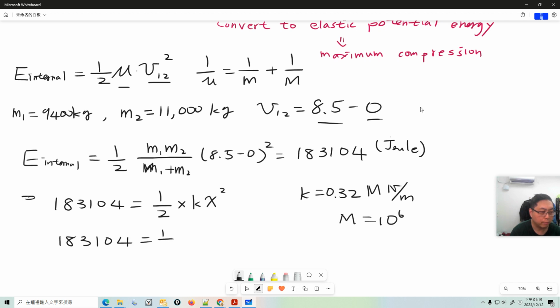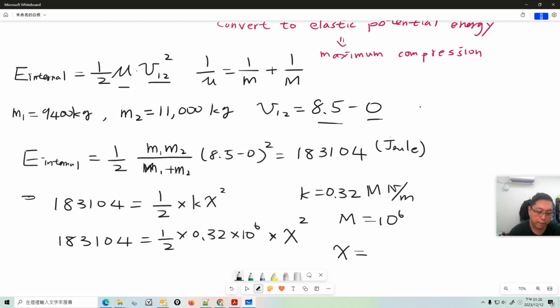So 13104 equals 1/2 times 0.32 times 10 to the power 6 times x squared. So what is the answer for x? Let's calculate it. 13104 times 2 divided by 0.32 divided by 10 to the power 6, and take the square root.